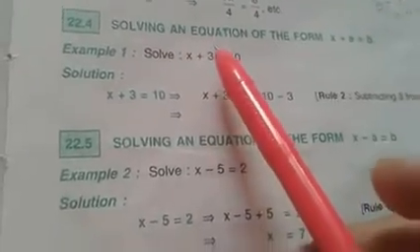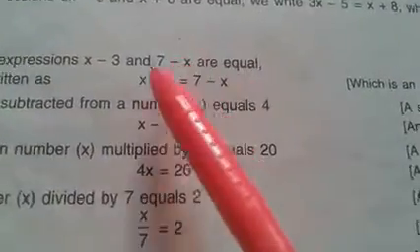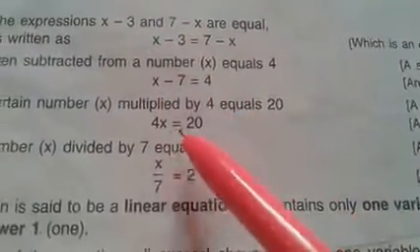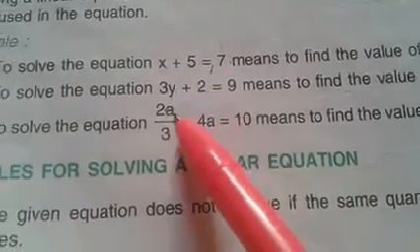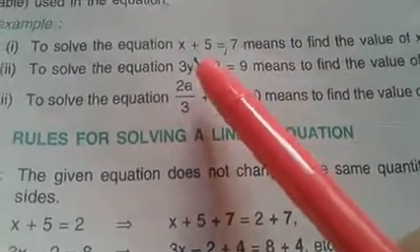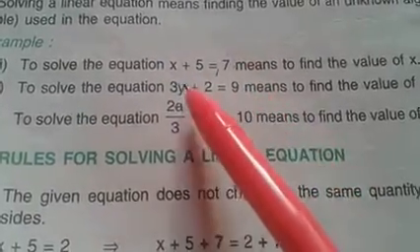So let's directly start solving. And you know what is a linear equation? A linear equation is one which contains only one variable with highest power 1. So you can see here x, 4x, x by 7, or you can see here again x, y, a. So these are all variables, means in this complete equation only one variable. In this complete equation only one variable.